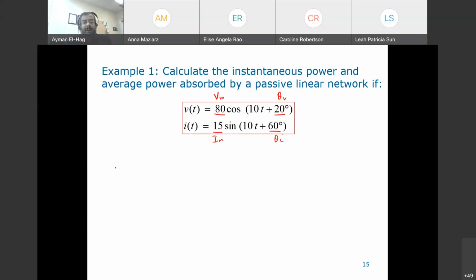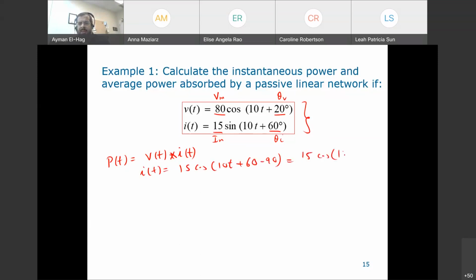So we want to find the instantaneous power, P of t, is equal to V of t times I of t. Now we know that we can find the formula immediately, but here there is one thing. I need to do something in this before we multiply them. Can someone notice or give us a hint what we should do in these waveforms before we do anything? Okay, excellent. We have to change the sine into cosine. Remember, the formula we started with is two cosine functions, so I cannot keep this as it is. So I have to change the current, and we know how to deal with that. The current I of t is equal to 15 cosine of 10t plus 60 minus 90. So this becomes 15 cosine of 10t minus 30.